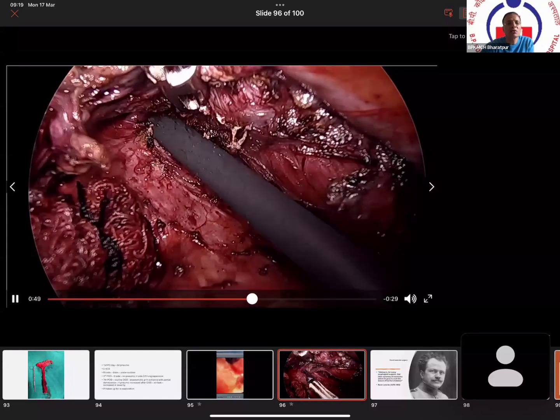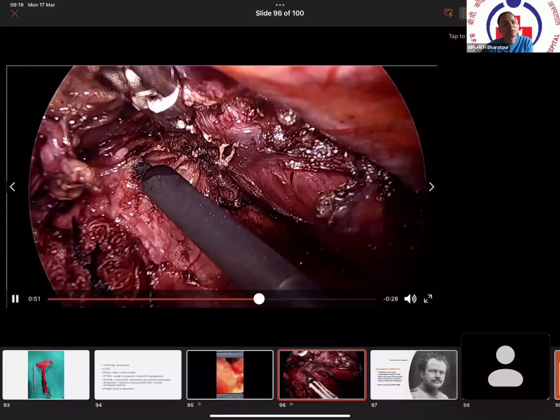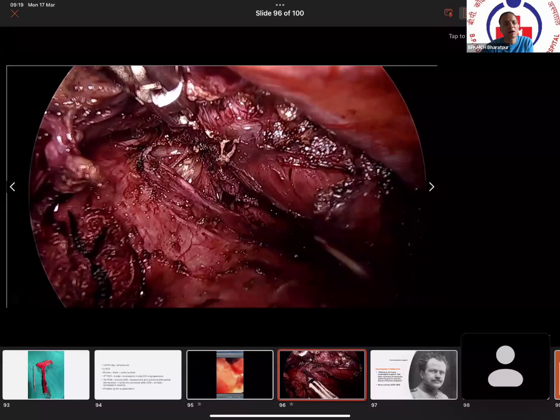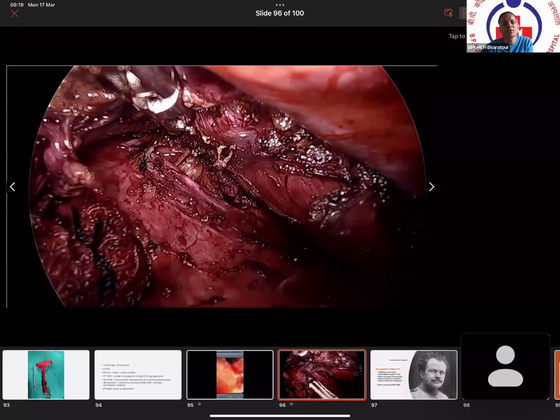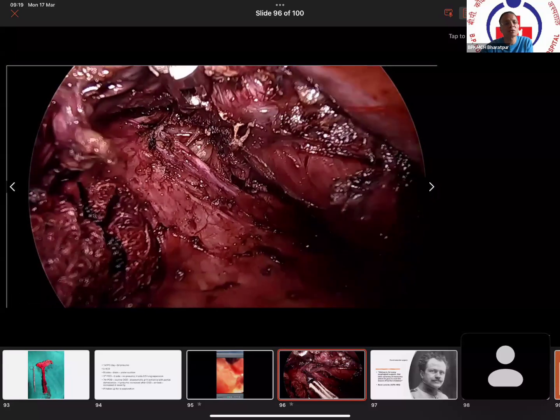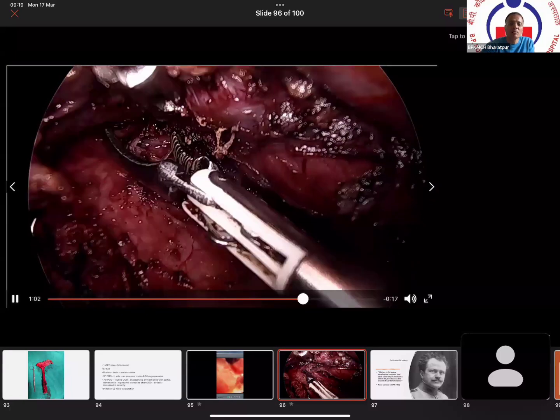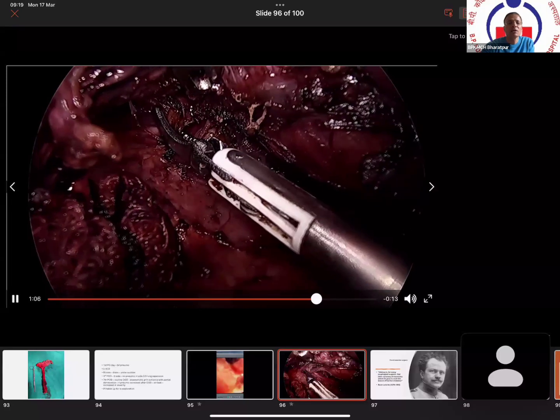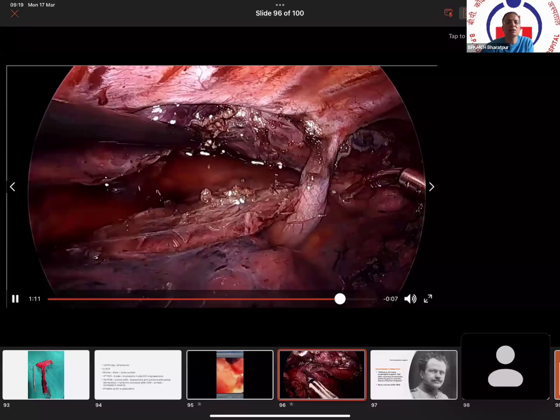So now I took the cautery. It looks like everything is good. Now I was again trying; maybe I was also afraid I might injure the left main bronchus. We were cautious about this, but we eventually completed the surgery.